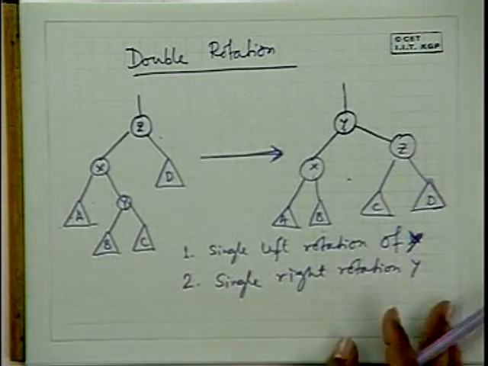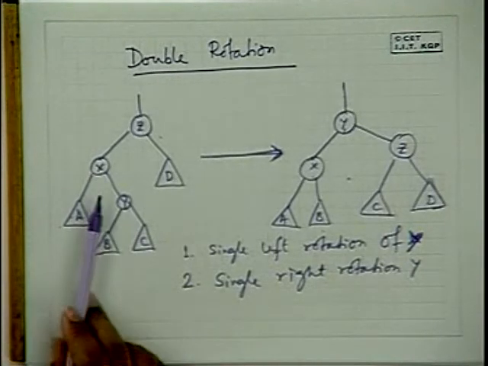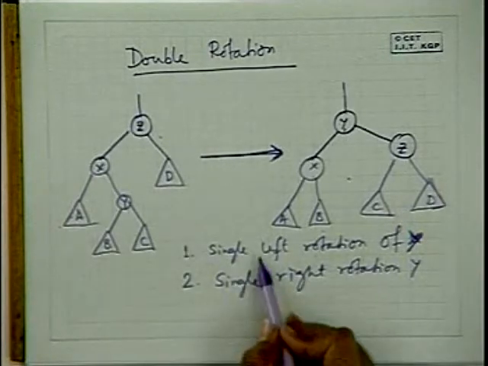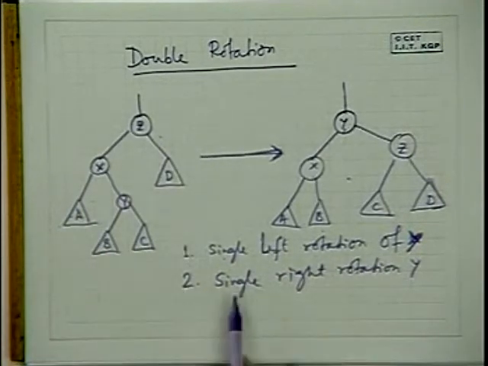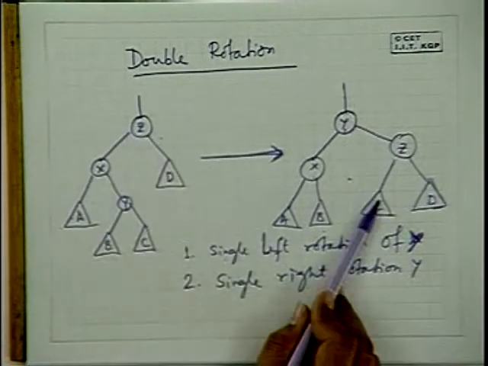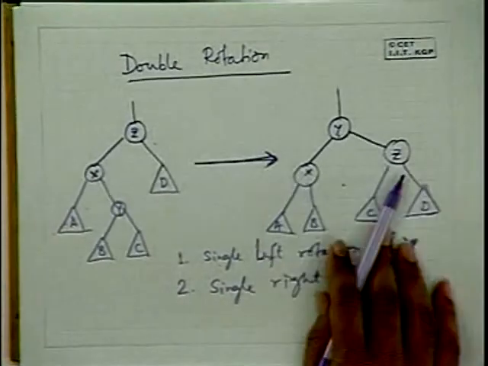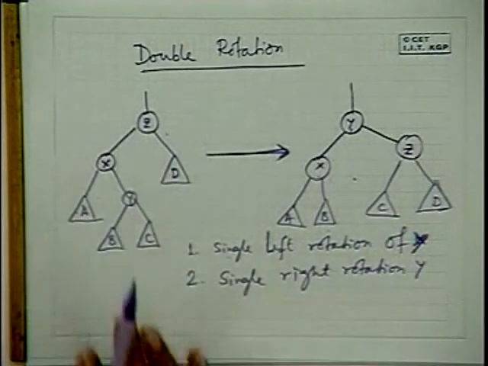Single right rotation. Single right rotation of z. I can define this one also. A single left rotation of y will be like this. Then you do a single right rotation of y. Because a single z rotation will not, you will see you will not get exactly this, because a single rotation does not define this configuration. This part of the configuration is not defined.